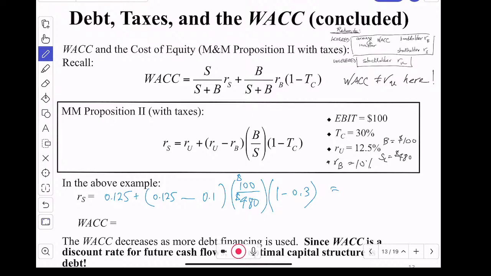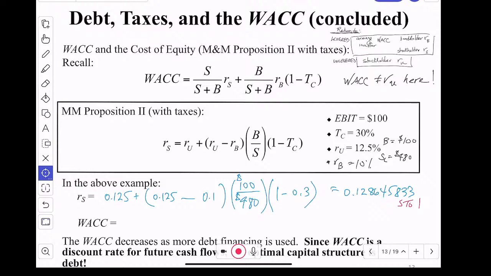How are you doing? I get 0.128645833, and I'm going to store it just in case I need it. All right, so that is the required rate of return to shareholders in the levered firm. We had to get the S of the levered firm to calculate that. We knew the B, we knew everything. We just needed to get this, so we already got it.